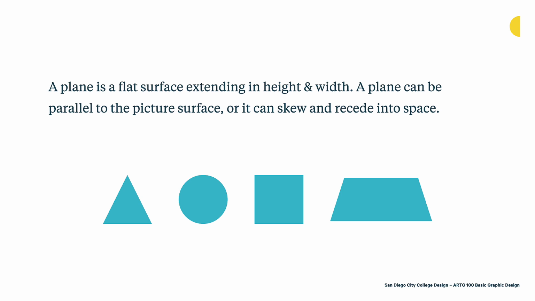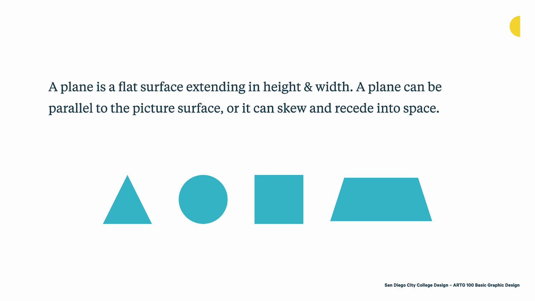A plane is a flat surface extending in height and width. A plane can be parallel to the picture surface, or it can skew and recede into space. For the purpose of this project that you'll be doing, we're going to focus on three kinds of planes: triangles, circles, and squares. Those are the fundamental planes that we deal with, although there are other ones which you're probably familiar with, but those are the ones that we're going to focus on.